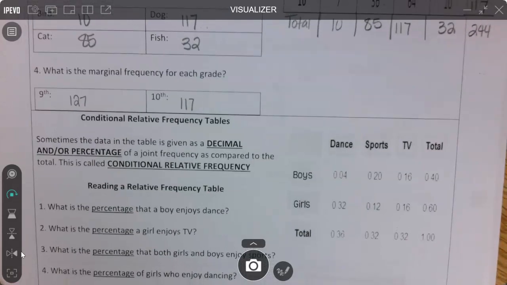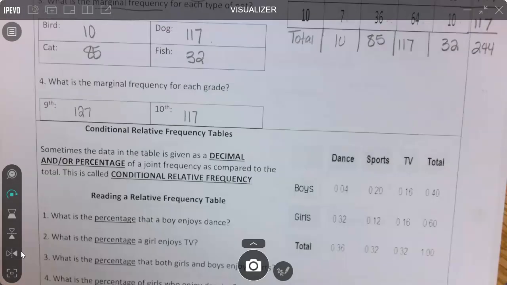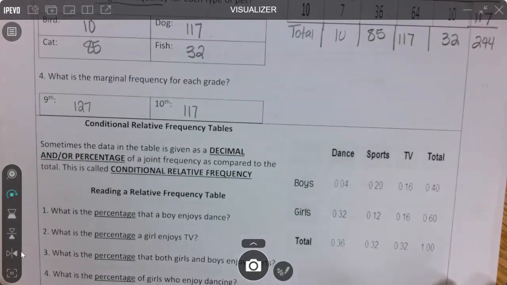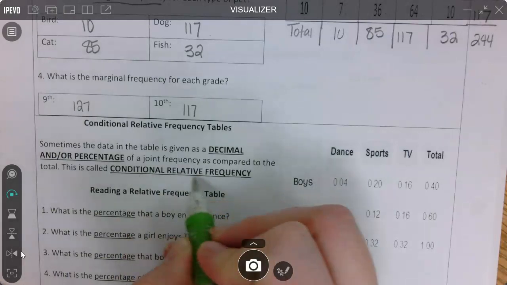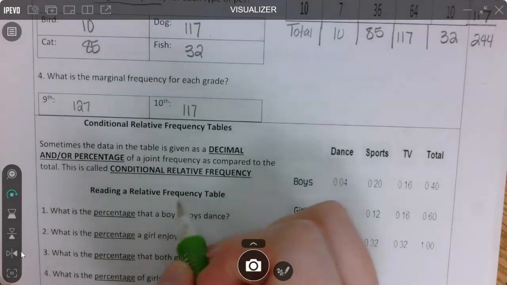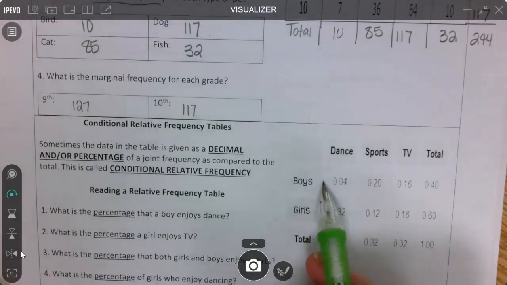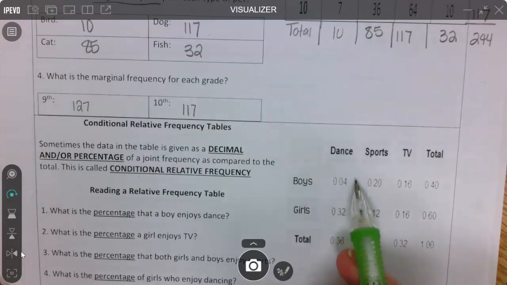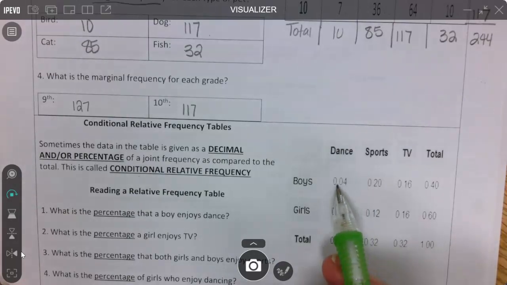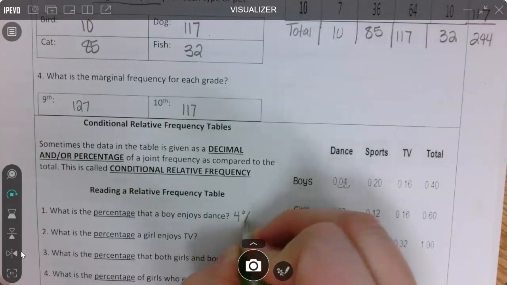Conditional relative frequency tables. Sometimes the data is given as a decimal or percentage of a joint frequency as compared to the total. This is called a conditional relative frequency. So reading a relative frequency table. What is the percentage that a boy enjoys dance? So we're going to take this decimal, turn it into percent. We're going to move that decimal 2 places to the right. This is going to be 4%.